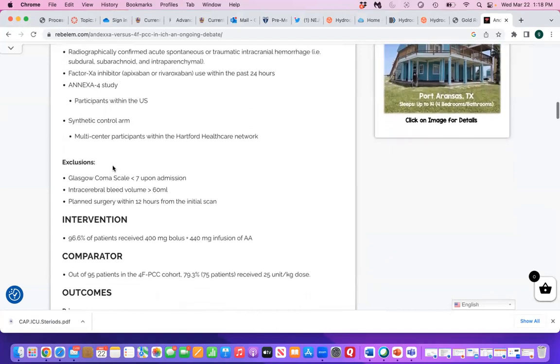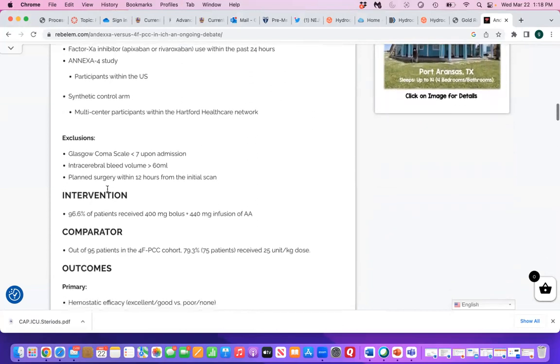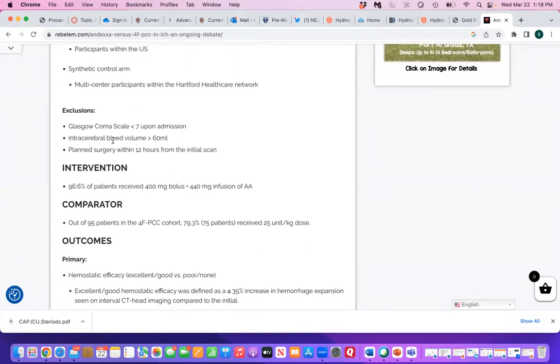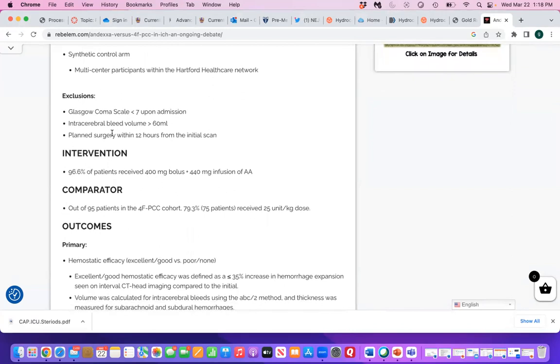Is it appropriate? Were their exclusions appropriate? Did they just keep people who were well? Well, we only kept people in the study who had a Glasgow Coma score of 10 or higher. Come on, they're going to survive. You know that. So that tells me right there. But keep that in mind.